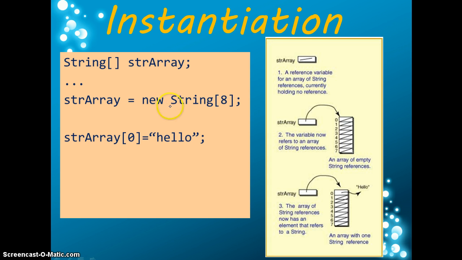What this does is, just like it does with an int, it creates 8 locations that you can store strings in. So I could say strArray bracket 0 equals "hello". I'm storing the string hello in slot 0.